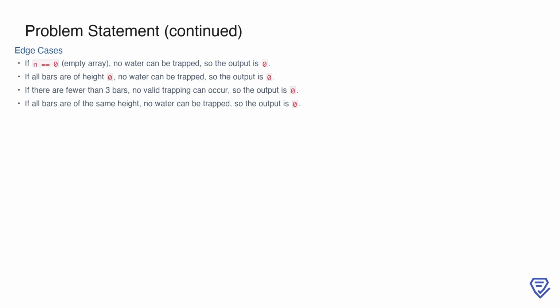Now, let's discuss a few edge cases that are important to keep in mind. If the array is empty, meaning n equals 0, no water can be trapped, so the result is 0. Similarly, if all the bars have a height of 0, there's no elevation difference to trap water, so the output is also 0. If there are fewer than 3 bars in the elevation map, trapping water is not possible, and the result will again be 0. Lastly, if all the bars are of the same height, no valleys can form, meaning no water can be trapped, leading to an output of 0. These edge cases highlight the scenarios where trapping rainwater is either unnecessary or impossible.